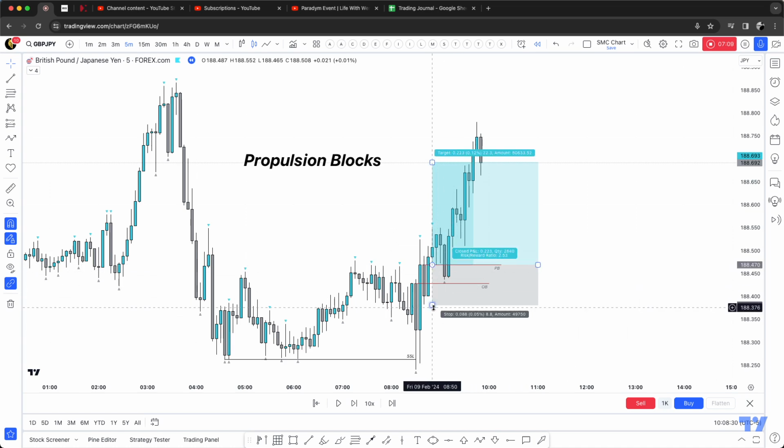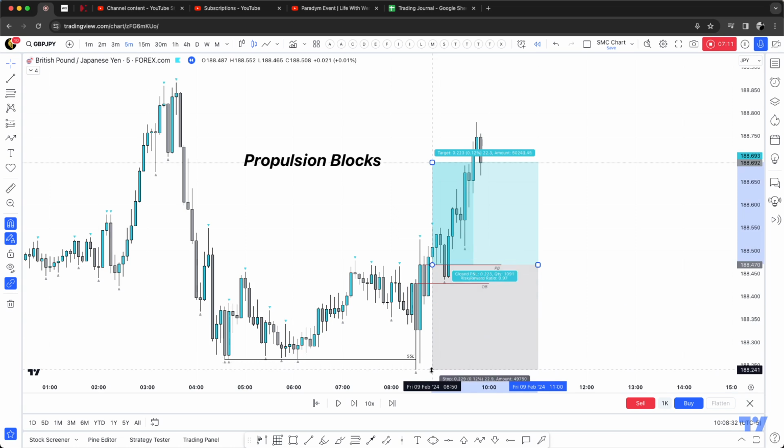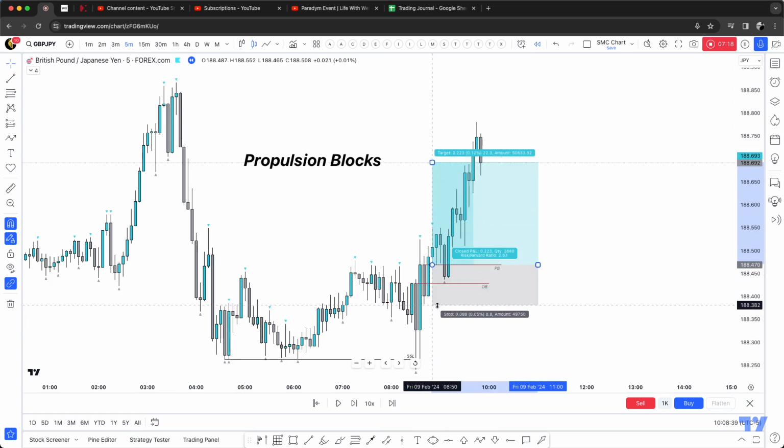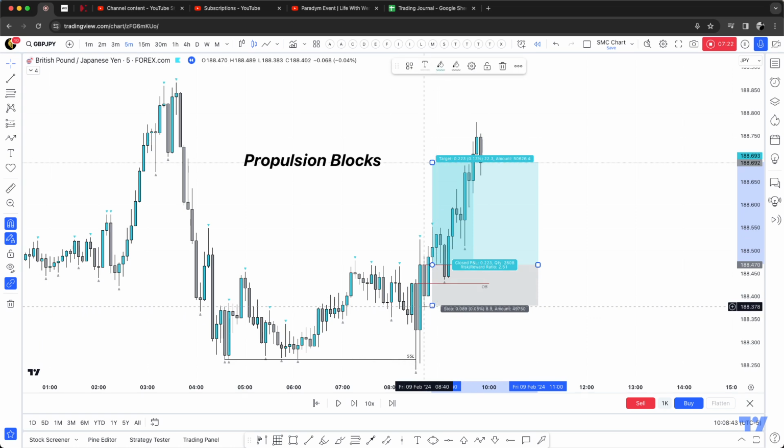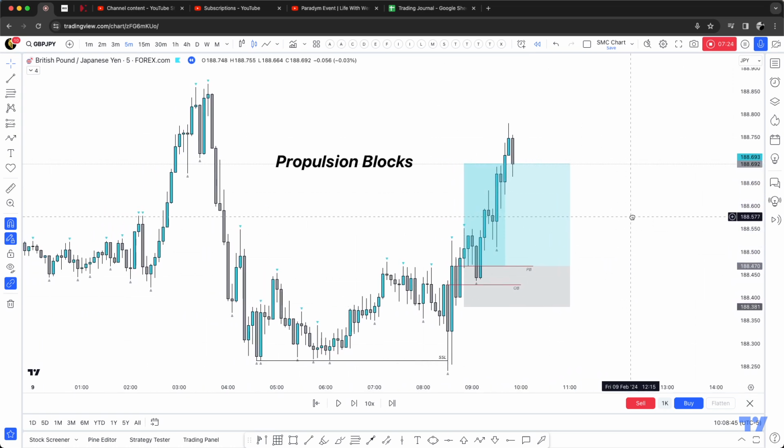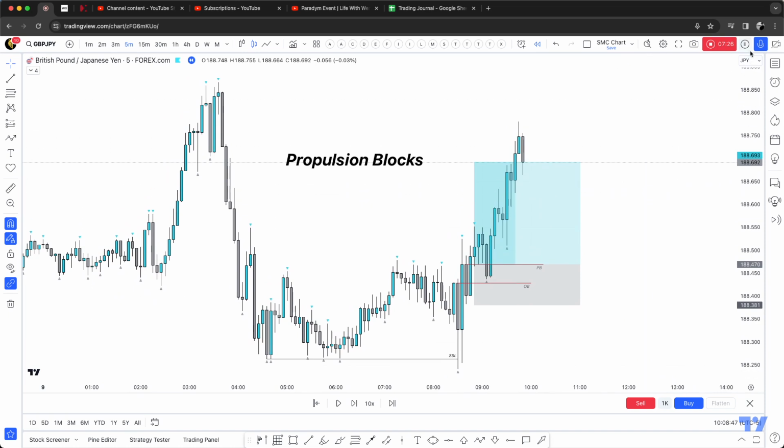Now in this case, that's going to be my propulsion block. Okay, the stop loss doesn't necessarily have to go all the way down here, because price is technically just starting to take off already. So you could be looking to place the stop loss below this recent low right here. Let me give you another example, so you can be more clear.